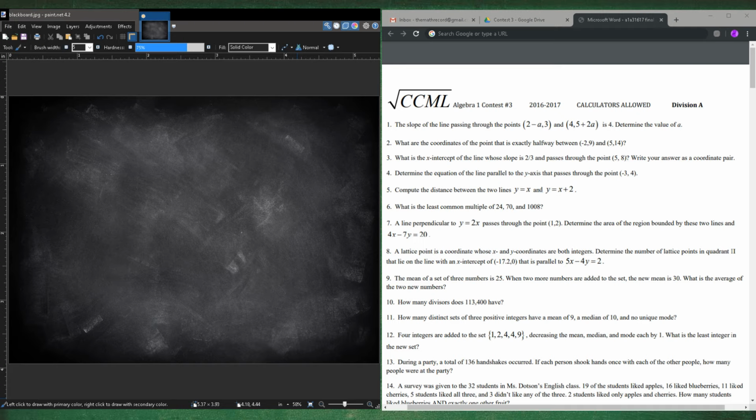Okay, question 1. The slope of the line passing through the points (2 minus a, 3) and (4, 5 plus 2a) is 4. Determine the value of a.